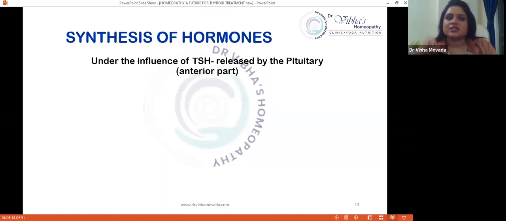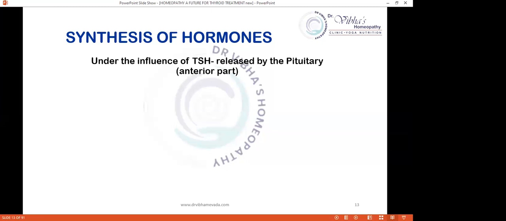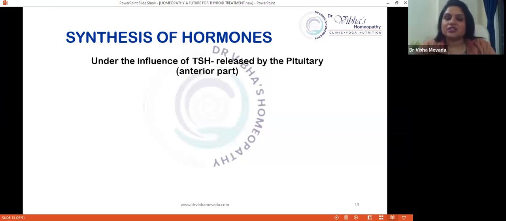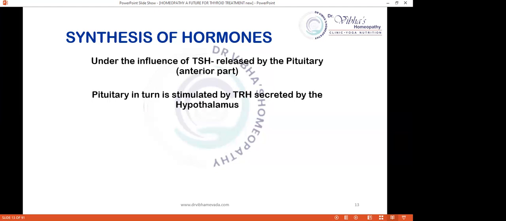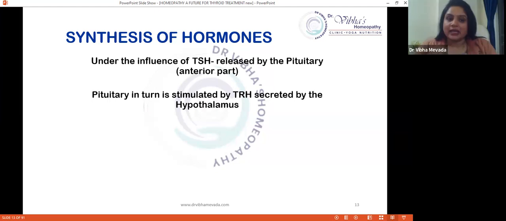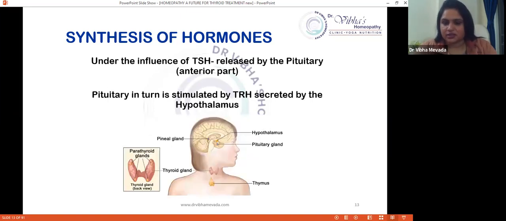Now, how does the synthesis of these major hormones happen, and from where? When we talk about TSH, the thyroid stimulating hormone, it is synthesized by the pituitary gland, the master gland of our body, in the anterior part of the pituitary gland. In turn, the pituitary gland is stimulated by TRH, which is secreted by the hypothalamus. You can understand this in the diagram.